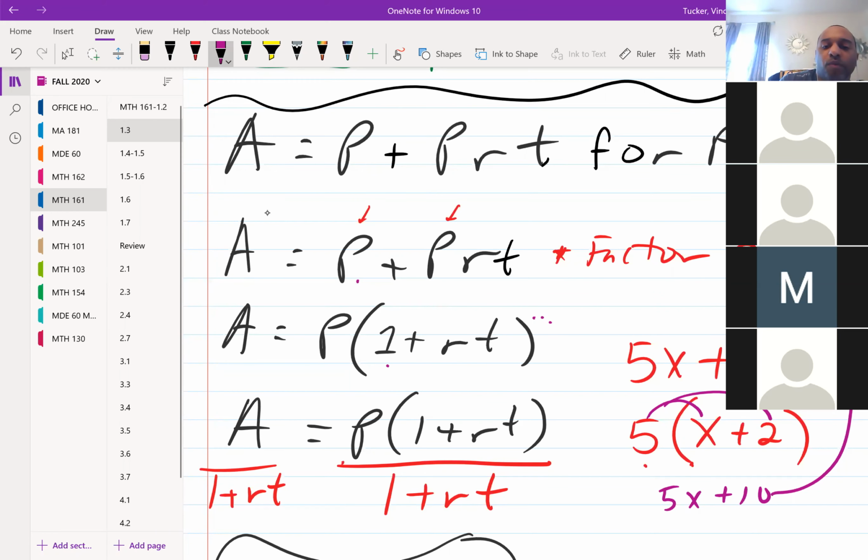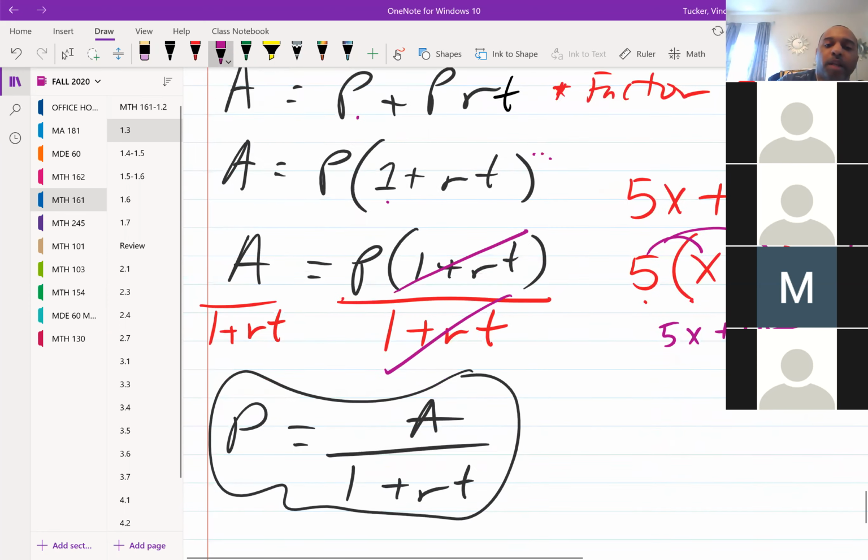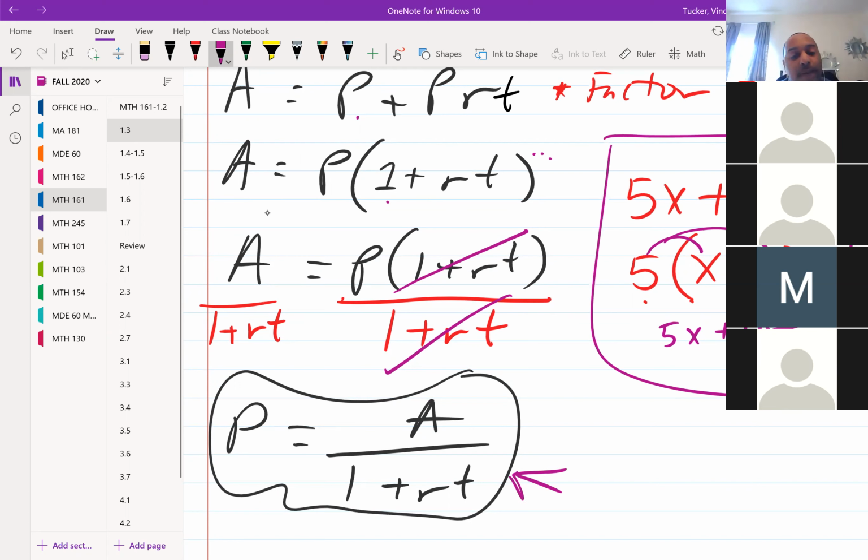Now that quantity of 1 plus RT will cancel. And that leaves me with P equal to A plus, what, A over 1 plus RT. So yeah, that would be the answer.